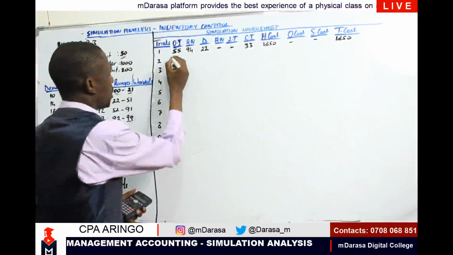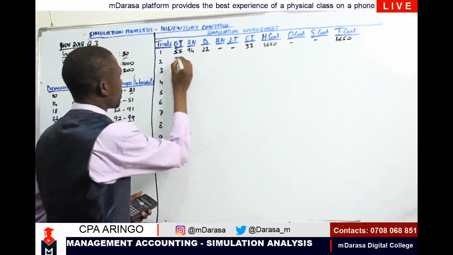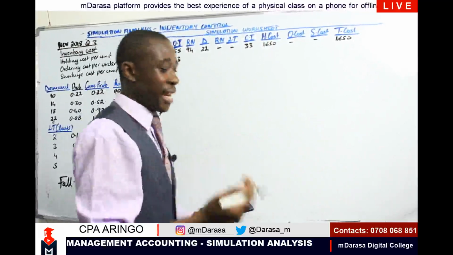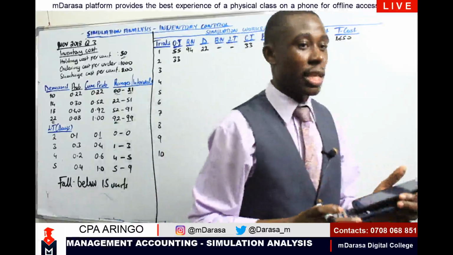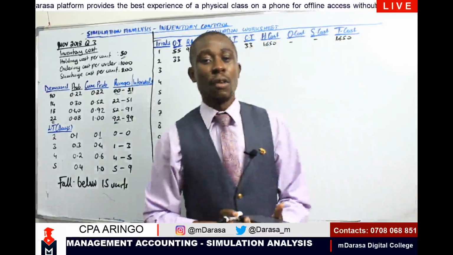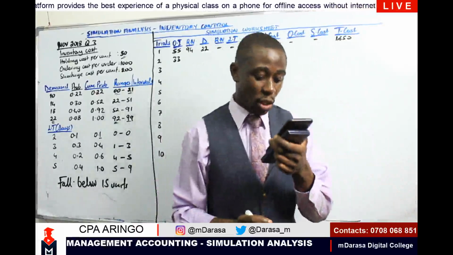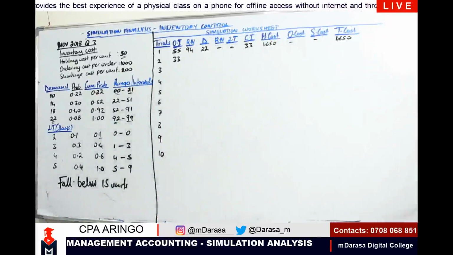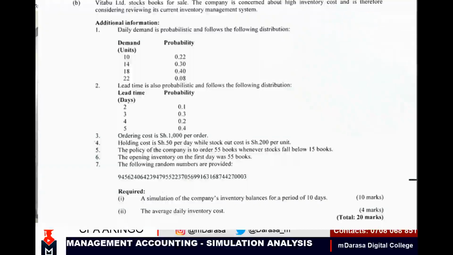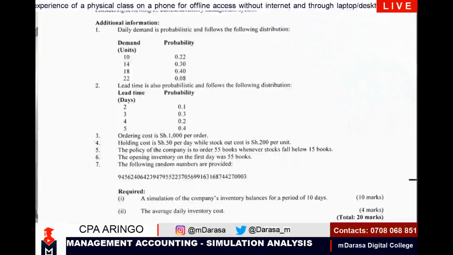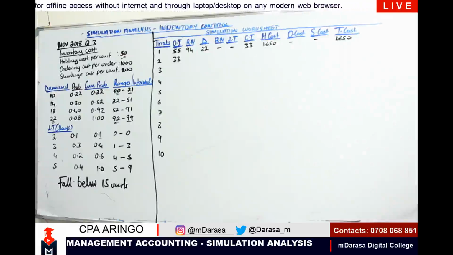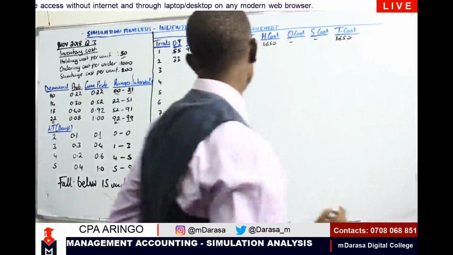Considering our opening inventory on day 2, we should be having 33 units. The next random number, my good student, I should be having what? If you can clearly see in your question, after 94, you can clearly see we have what? 56, right? So 94, not 7. I'm having 94 then 56. So we should be having 56 here.